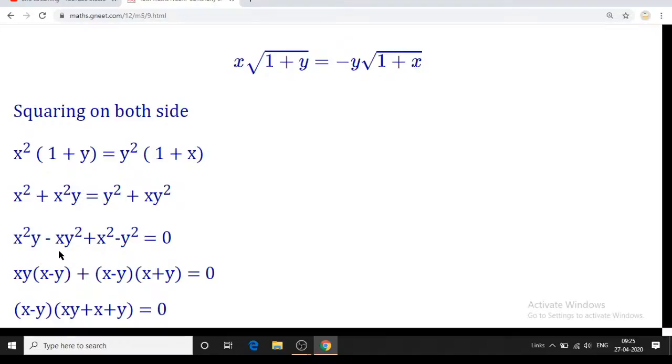Now from this, xy is common. So what is left in the bracket here? x minus y, plus, now we know the factors of x square minus y square are (x plus y)(x minus y). So now x minus y can be taken as common. So this is (x minus y) common, (xy plus x plus y) is 0.